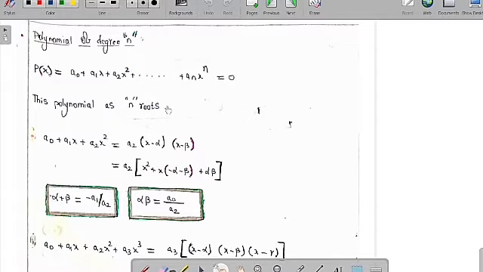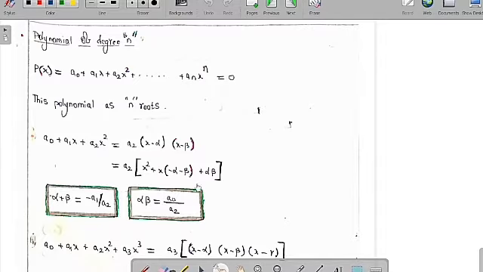Means if you are going to substitute these roots in this equation, definitely we are going to get the value of 0. Clearly, at the roots the polynomial equation is going to cut the x-axis at these points. So therefore this polynomial has n roots.